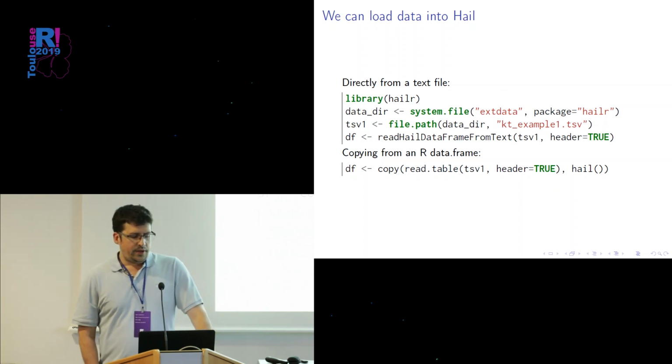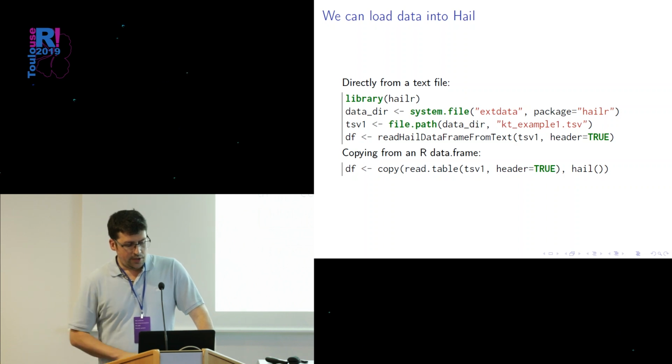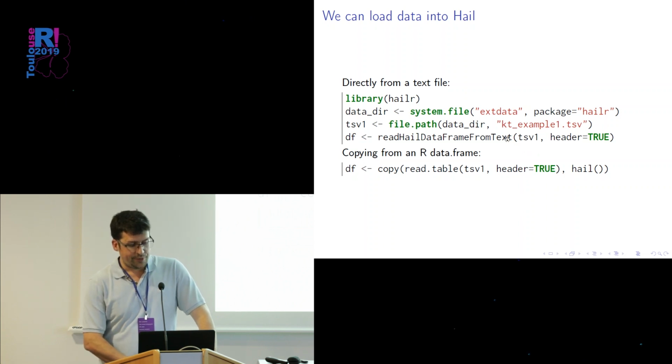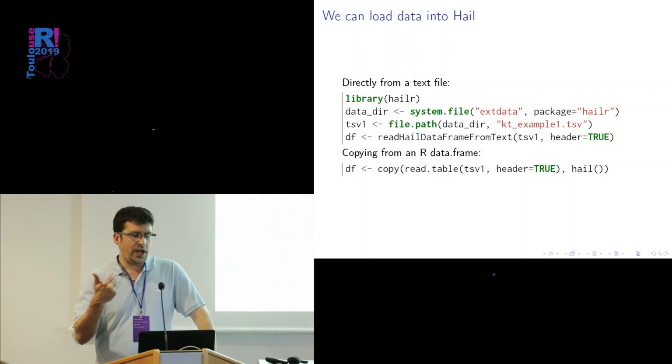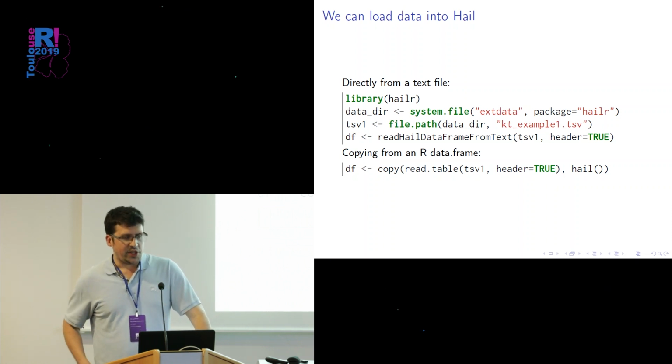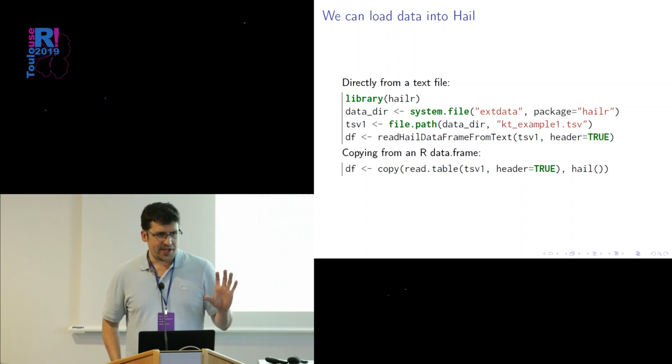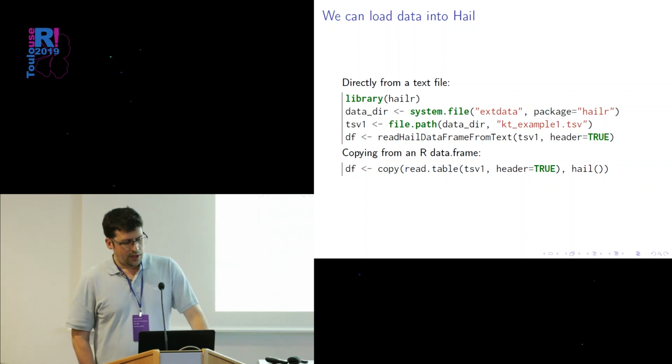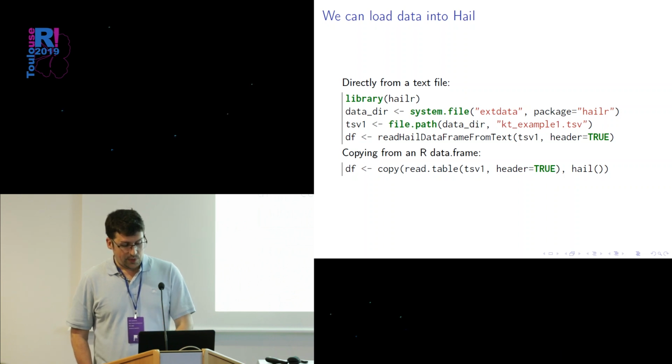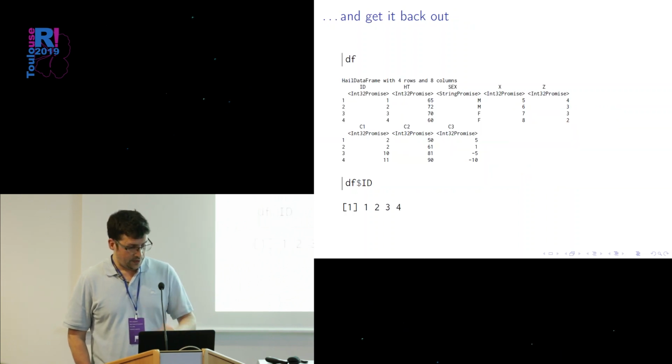So this is just some examples now. You can pass in one of these tab separated files, and you can call this read Hail data frame from text function, and this will tell Hail to read in this file. And what you get back is a data frame, but it's actually in Hail. And you can also copy an existing R data frame to Hail in that way. And then you can get it back out again.